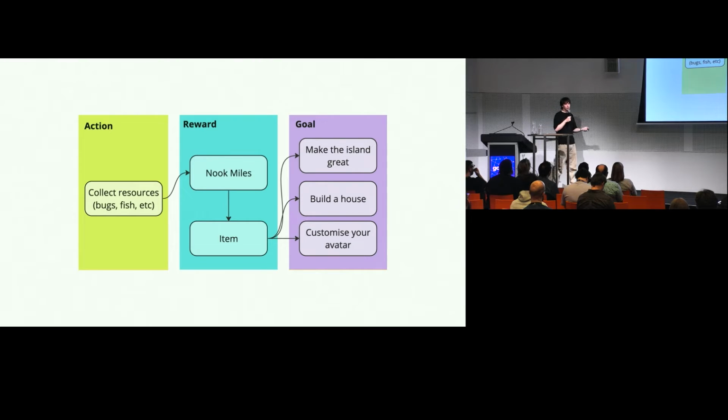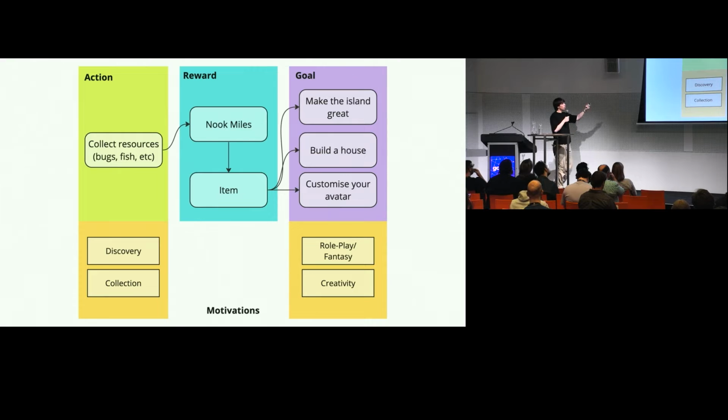You get like 10, 100, 1,000, or whatever. And eventually those Nook Miles feed into items, and items are really what I care about as a reward because these fulfill different goals, like making my island great and pretty, or building a house, also making it pretty, or customizing my avatar. And this also feeds into the idea of role play and fantasy.